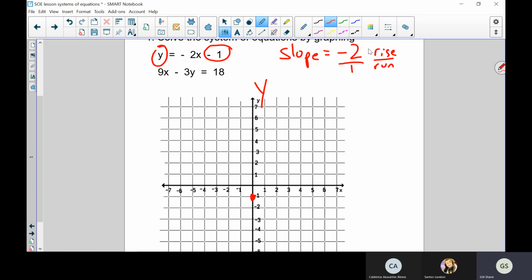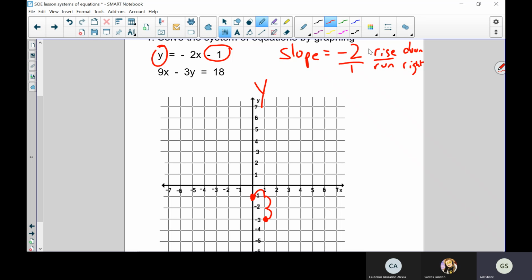A positive run is right. Remember, run is always left and right. Remember when I went and visited Mrs. Graff, I went left and right first, then I went up and down the elevator. So left and right to get to the elevator, then up and down. So I want to go left or right first. Well, a positive run means right. Now, rise would be up and down, but if it's negative, that means down. So I'm going to go to the right 1 and then down 2. That's my point.